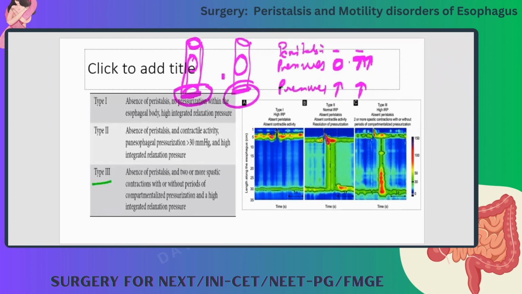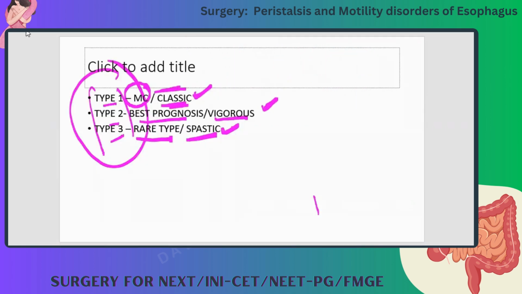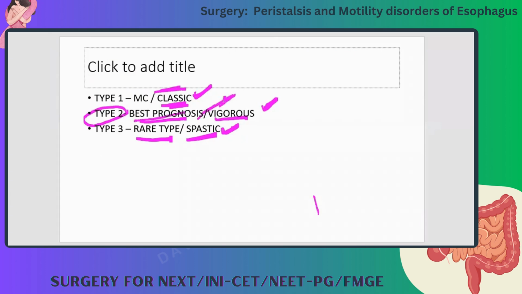Why? Because there is higher pressure within the esophagus. Food will be able to move down, food will be pushed down. That's why we tell type 2 has the best prognosis. Very good. You got it. Type 2 is the best prognosis. Okay.